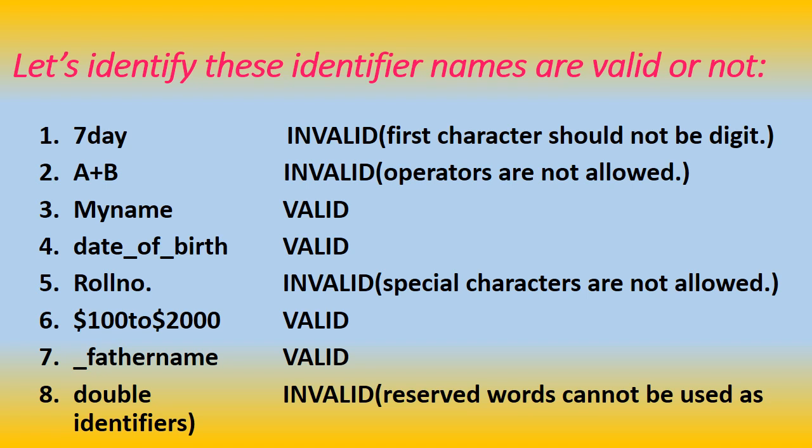Next is double. It will be invalid. Why? Because double is a reserved word or keyword and it is not allowed. It cannot be used as the name of identifiers. I think in this way it will be clear which type of identifier names are valid and which are invalid.